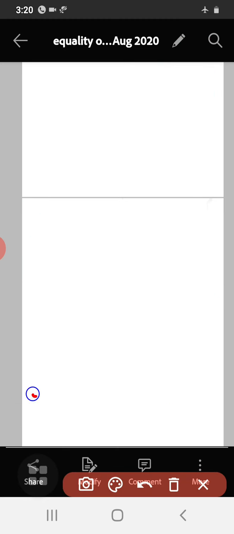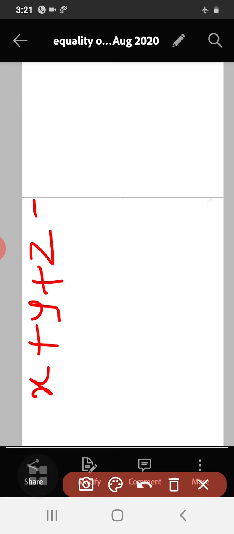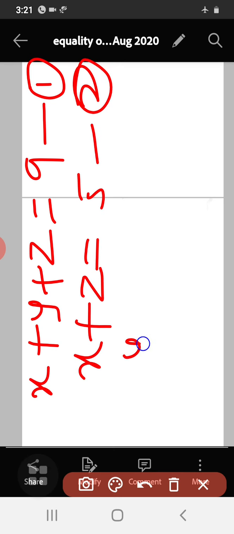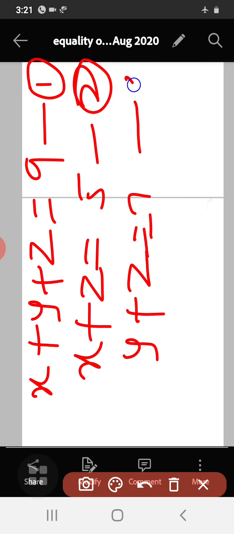So what I get here is x plus y plus z is equal to 9. Okay, this I will call equation 1, and x plus z is equal to 5, equation 2, y plus z is equal to 7, this is equation 3. So using these three equations we find out the values of x, y and z.